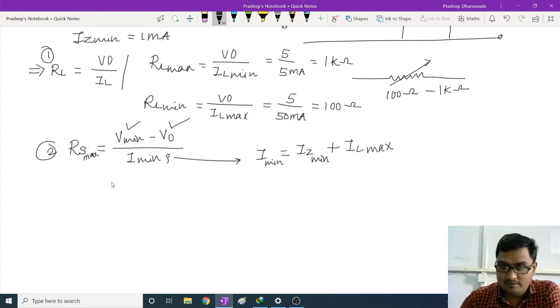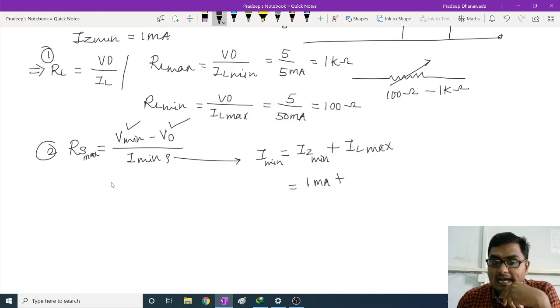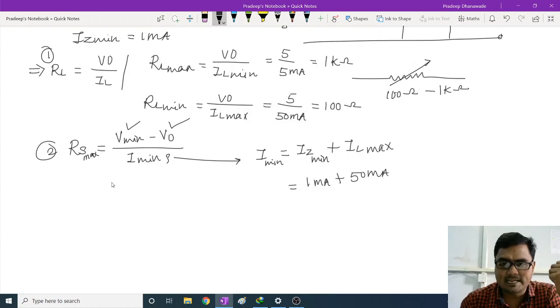Now IZ minimum is given. Yes, in the design statement itself it is given, that is 1 milliampere, plus IL maximum is given. Yes, it is 50 milliamperes. So it means I minimum becomes 51 milliamperes. So this is what my I minimum is.